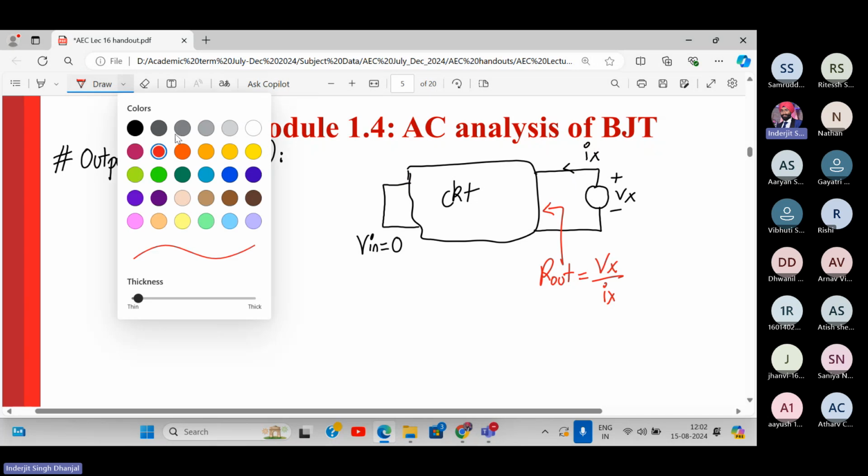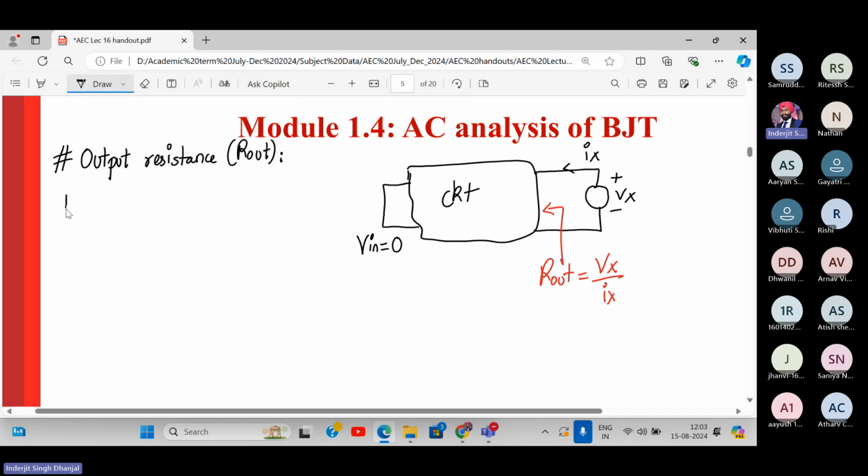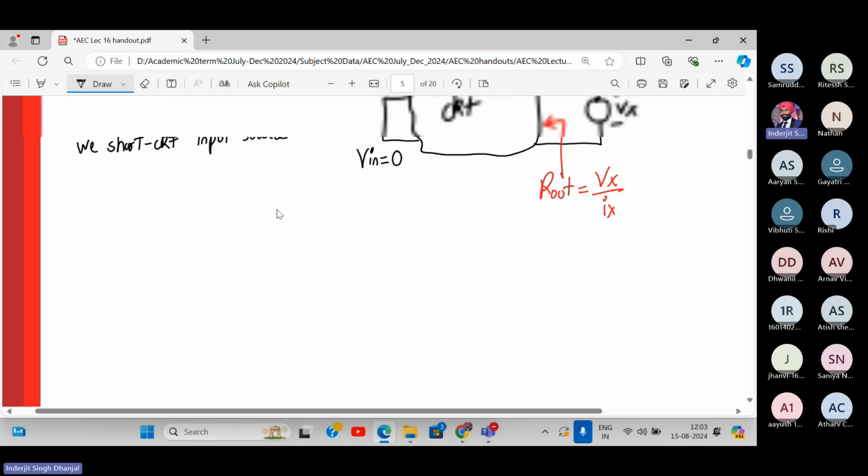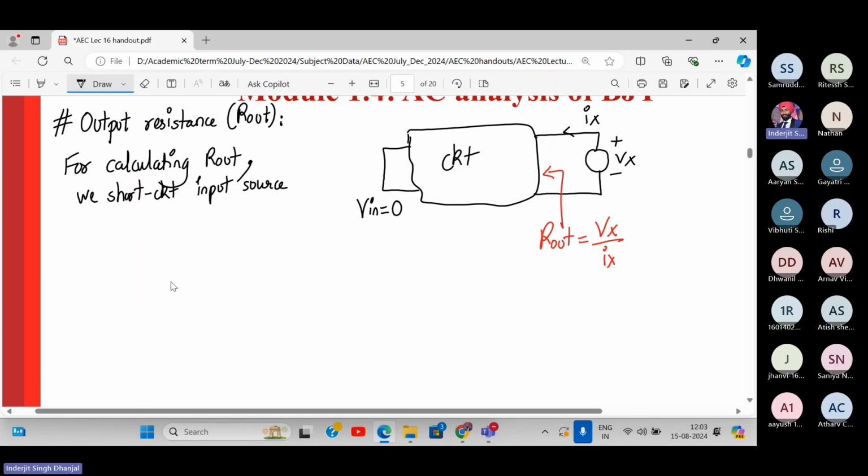So write down from here. For calculating R out, we short circuit the input source. So let's do that over here. Let us draw that circuit again.